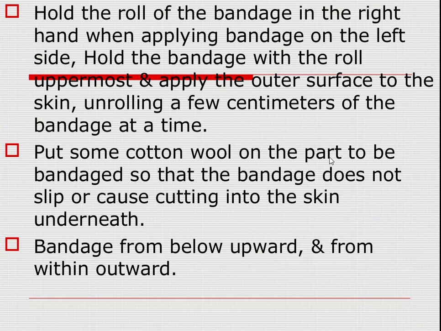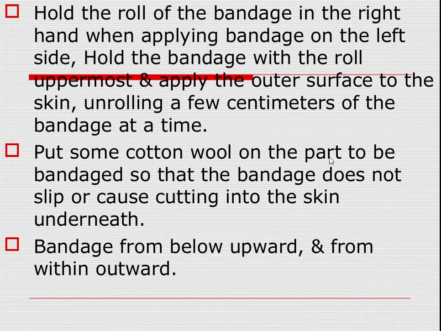Next, we are putting the cotton wool on the part to be bandaged. Okay, there are mainly two principles of the application of the cotton wool. That is, it prevents slipping of the bandage. Means the bandage can be held in the correct position for a longer duration. Or it prevents cutting into the skin underneath. Okay, it helps to prevent the skin from being cut if we put the cotton. So those are two principles.